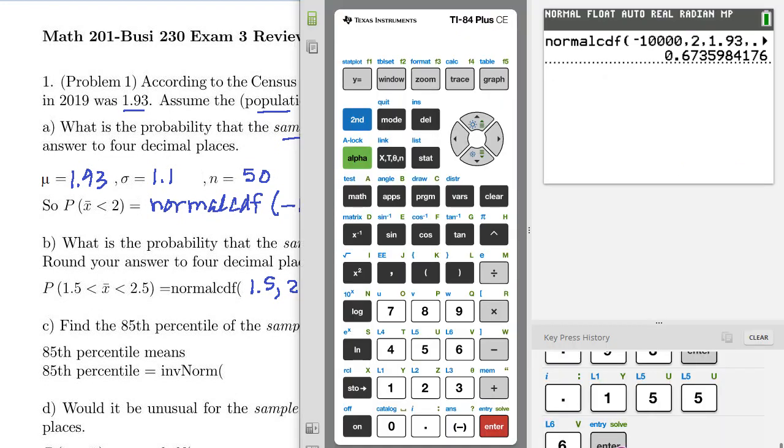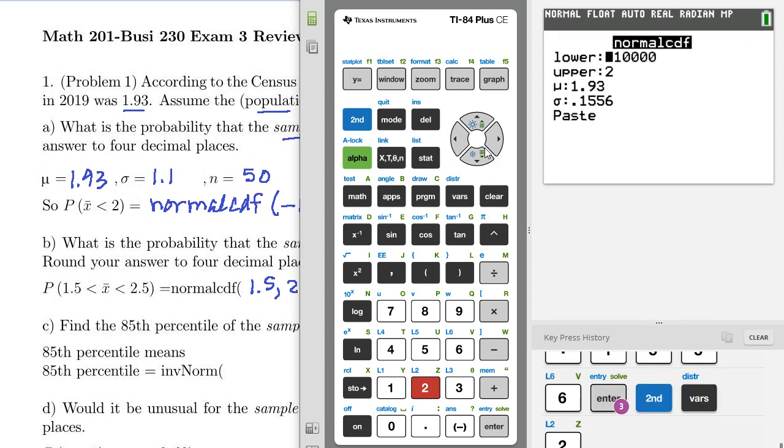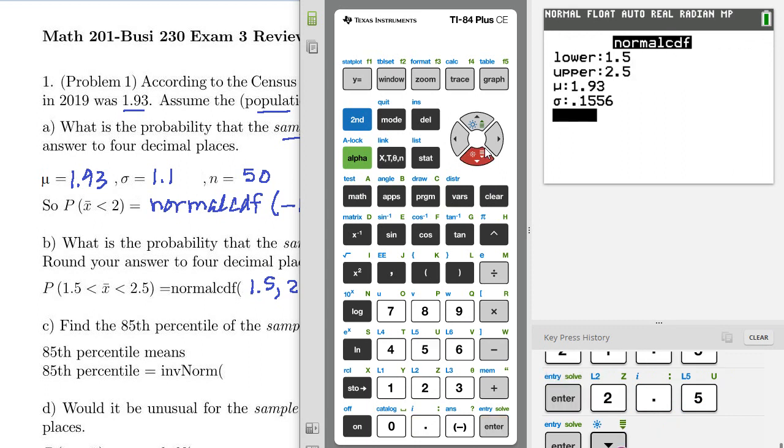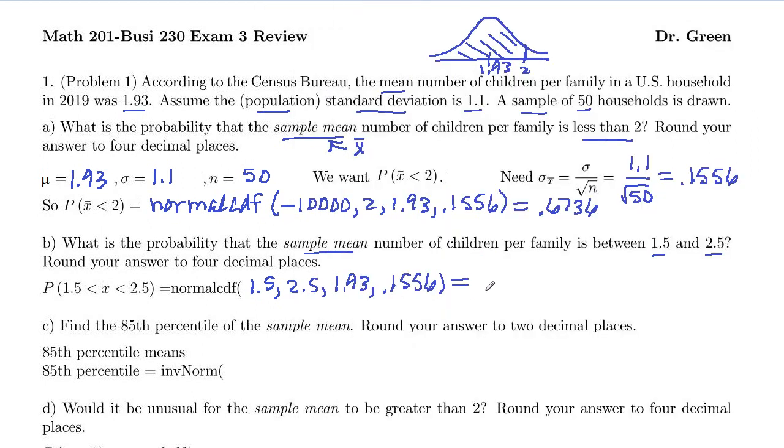So let's key that in. So second variables, normal CDF again. Our lower now is 1.5. Our upper is 2.5. And mean and standard deviation, those stay the same. Paste it, enter. 0.9970. So 99.7% chance that the mean of a sample would be between 1.5 and 2.5.